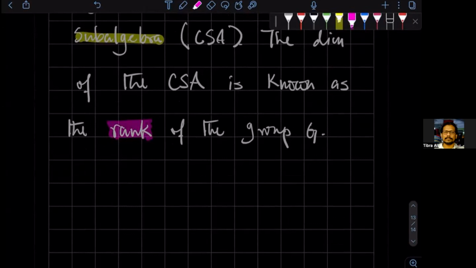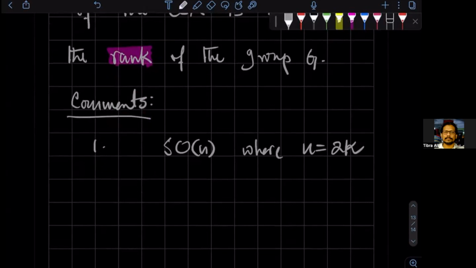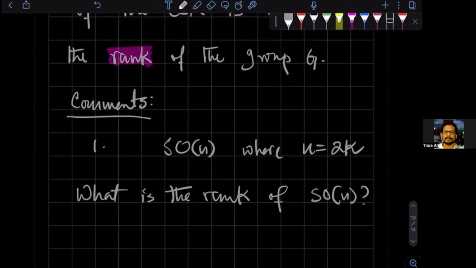So let me make some comments. Suppose we have the group SO(n), where n is an even number, say 2k. Then what is the rank of the group? Can someone tell me?